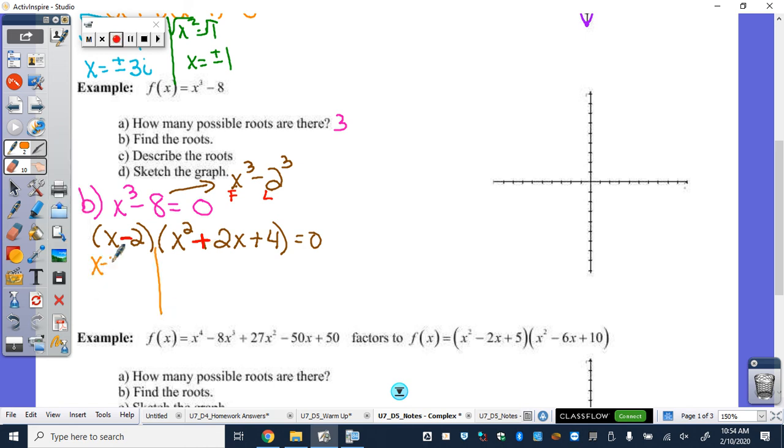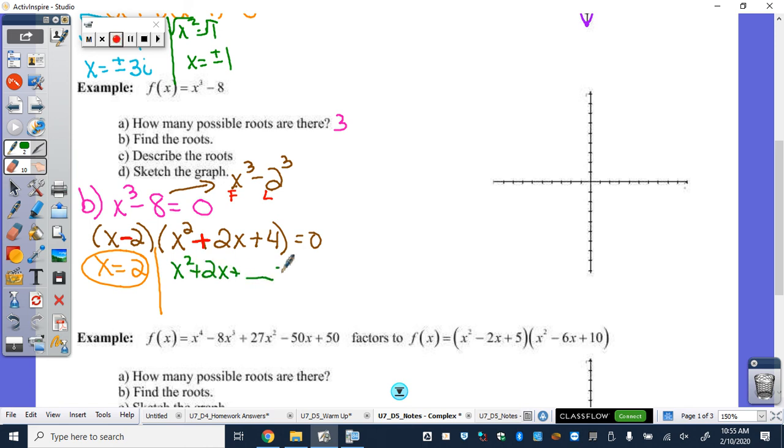So first one, that one's pretty easy to figure out. That just gives us x equals 2, so we have one real root there. Can we factor x squared plus 2x plus 4? No, because the only way you can multiply to get a 4 is 2 times 2, in which case it would add for 4 in the middle, or 1 times 4, which would give you a 5 in the middle.